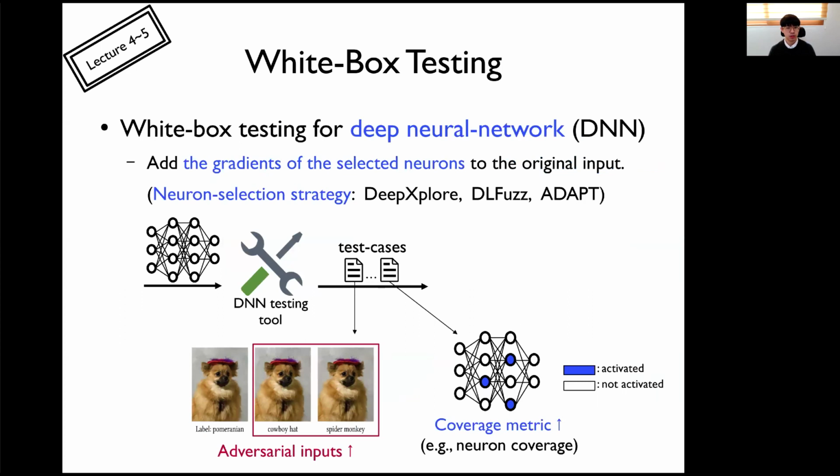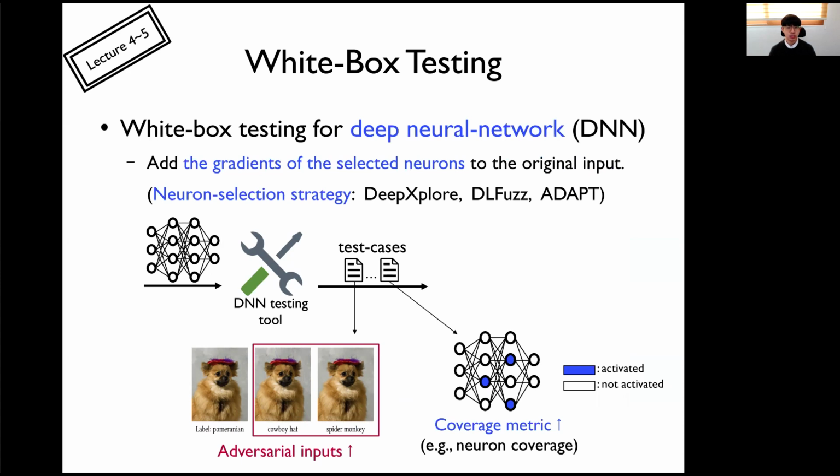From lecture 4 to lecture 5, we learned the white box testing method specifically for testing deep neural network models. The key idea of white box testing for DNN is to generate test cases by adding the gradient of the selected neurons to the original inputs.